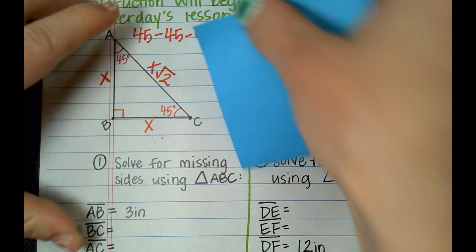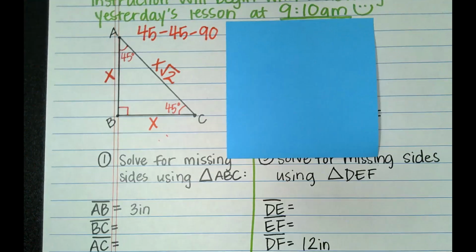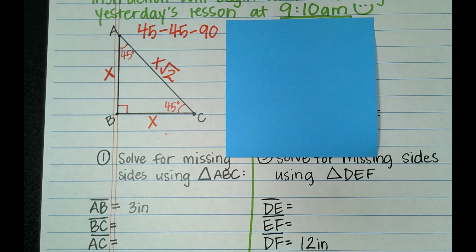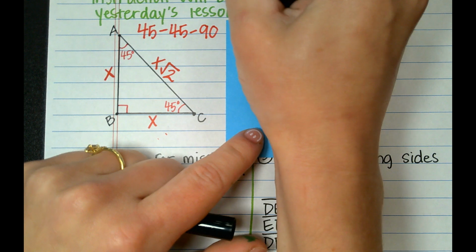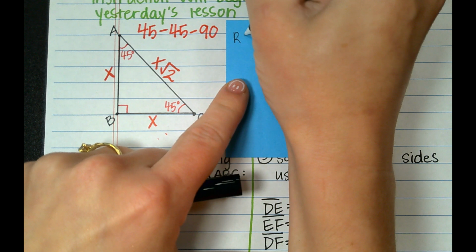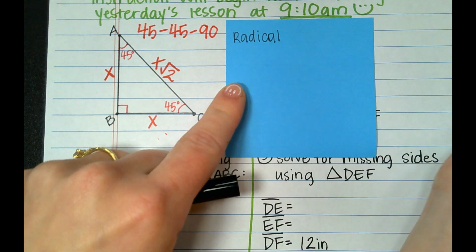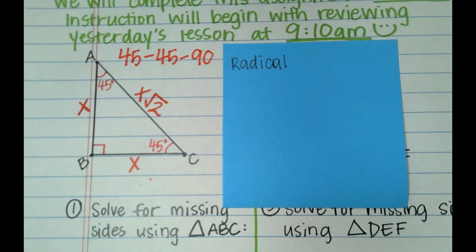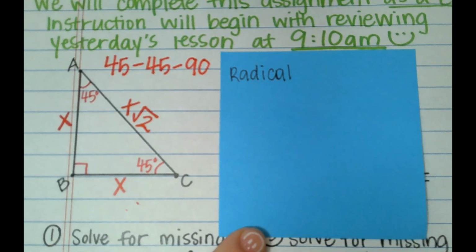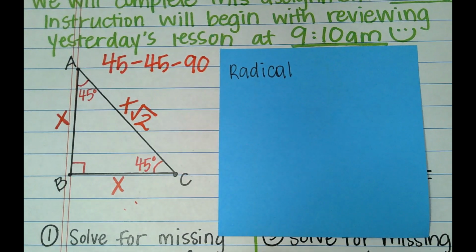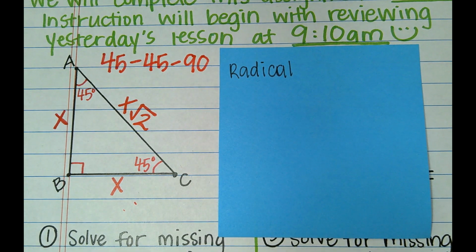Radical. Okay, let's do a quick little side lesson then. Radical is a fancy word for square root. So let's write that on a little sticky note here. There's no sticky notes on that table. Here's some. Thank you, Amanda. If anybody does not have sticky notes on their table, let me know. I've got quite a few extras up here.